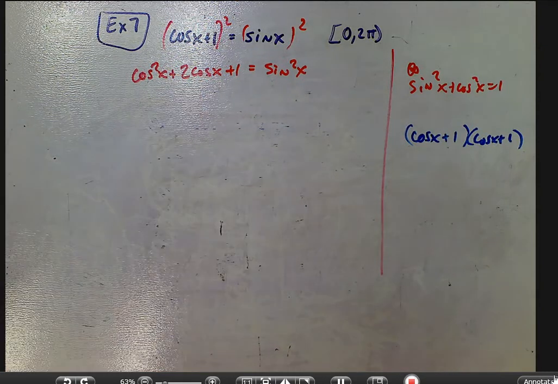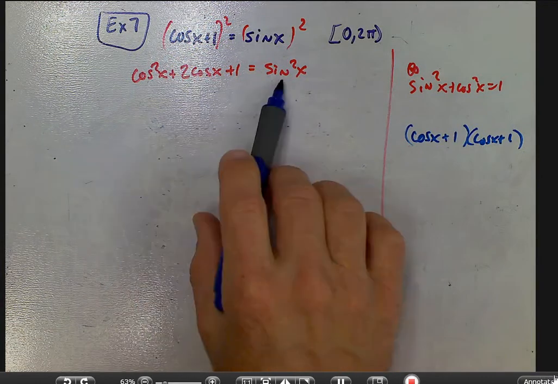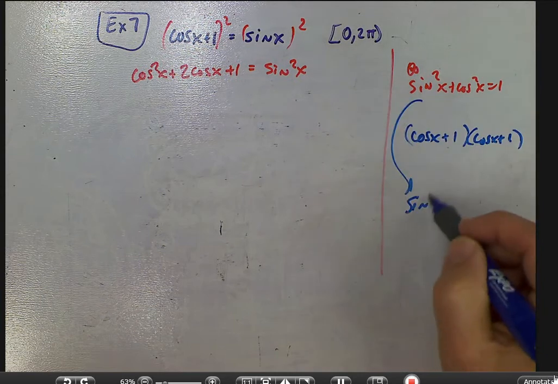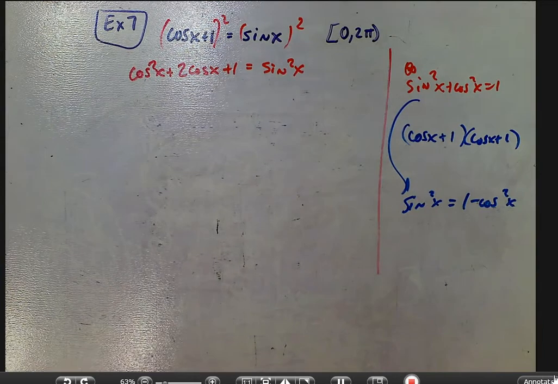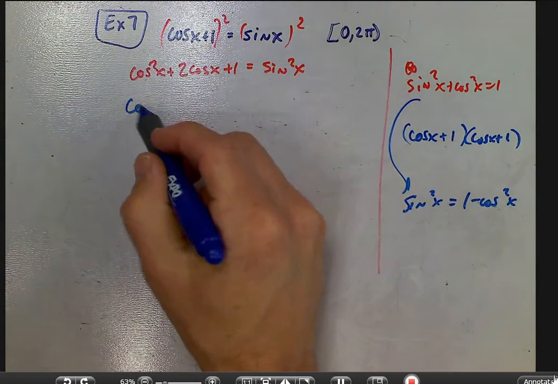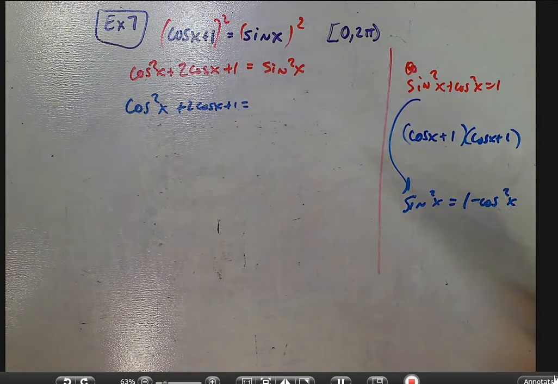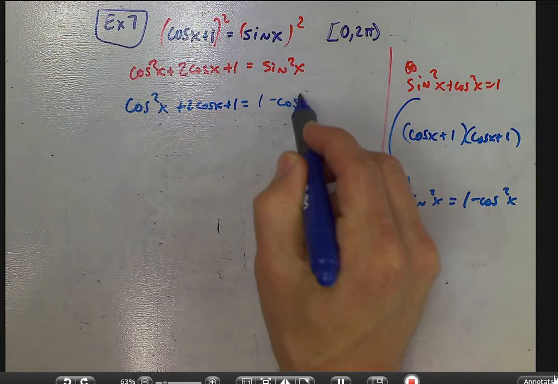Okay? Now it appears I have multiple cosines, so I'm going to want to get rid of sine. And remember that sine squared x, if I subtract cosine, is 1 minus cosine squared x. So I'm going to do substitution. Cosine squared x plus 2 cosine x plus 1 equals, put in 1 minus cosine squared of x, like that.